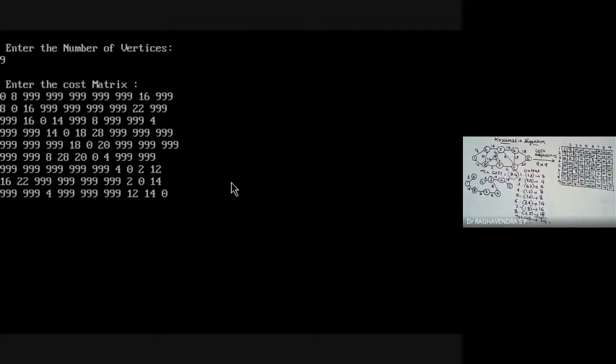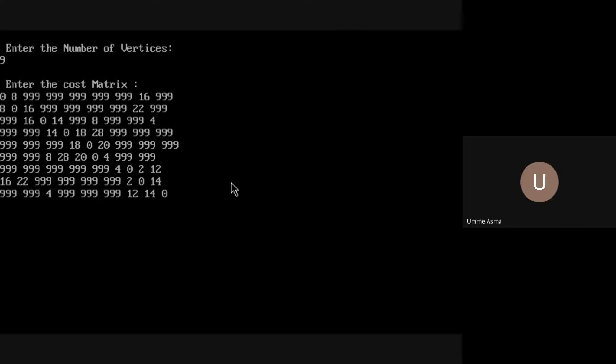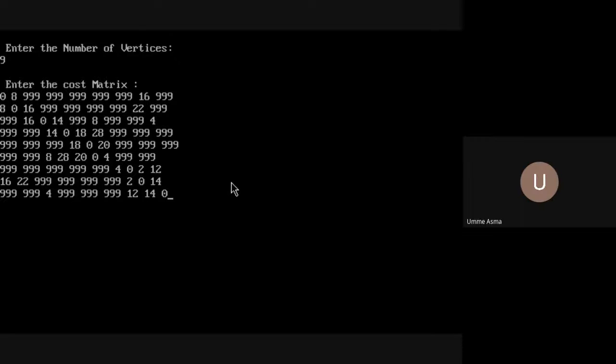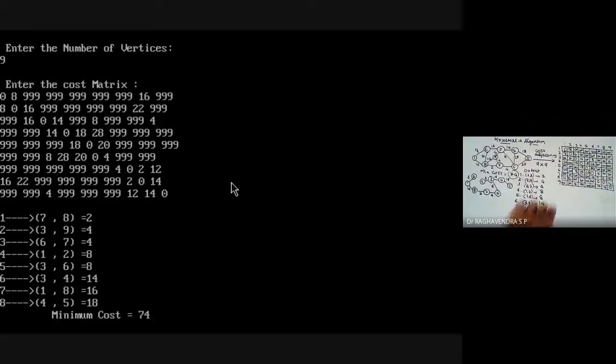Correct? Check the cost matrix. Yes, sir. So shall we give this as an input for Kruskal's algorithm? Yes, sir. Okay, check the cost.